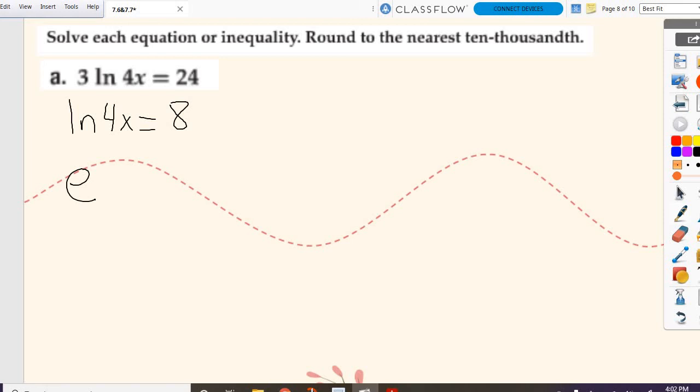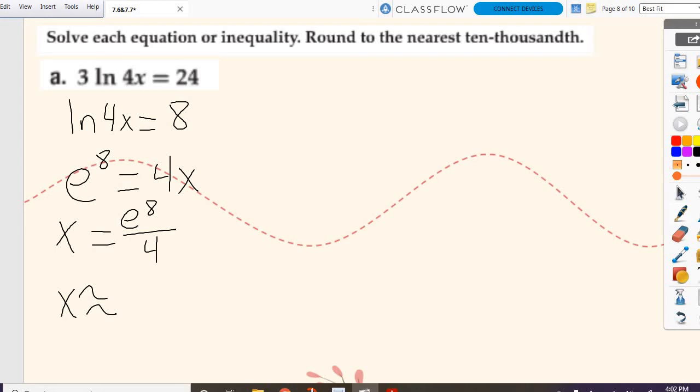And remember, logarithms equal exponents, so 8 becomes my exponent, and 4x goes onto the other side. So then in order to solve, we would divide both sides by 4, and we get that x equals e to the 8th divided by 4. If I asked you for the exact answer, that would be your final answer. But in this case, it asks us to round to the nearest 10,000th.